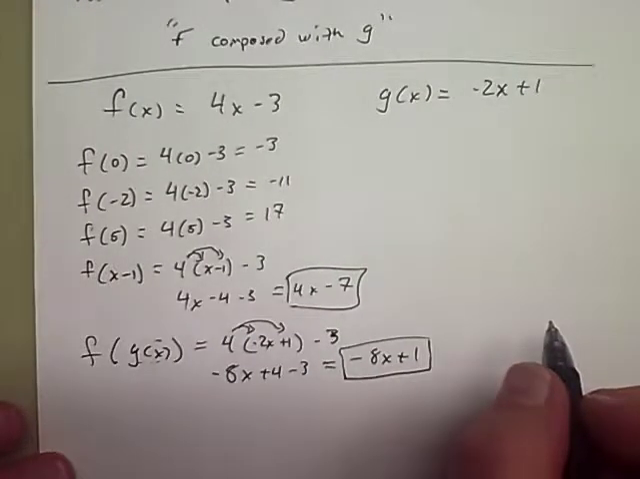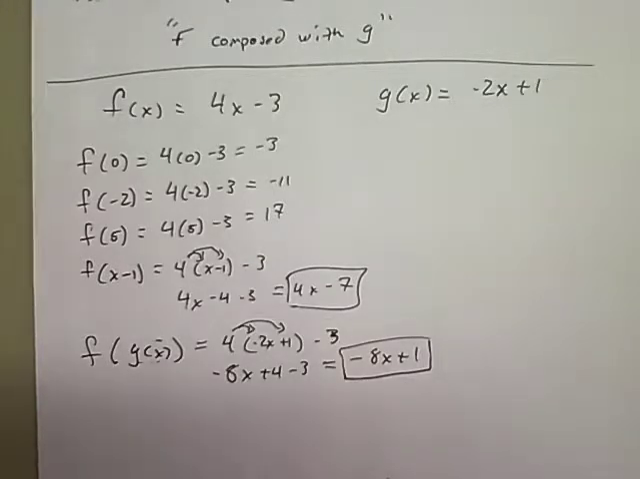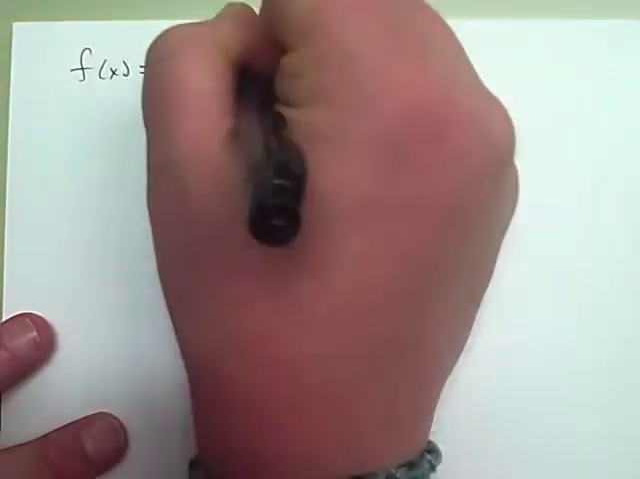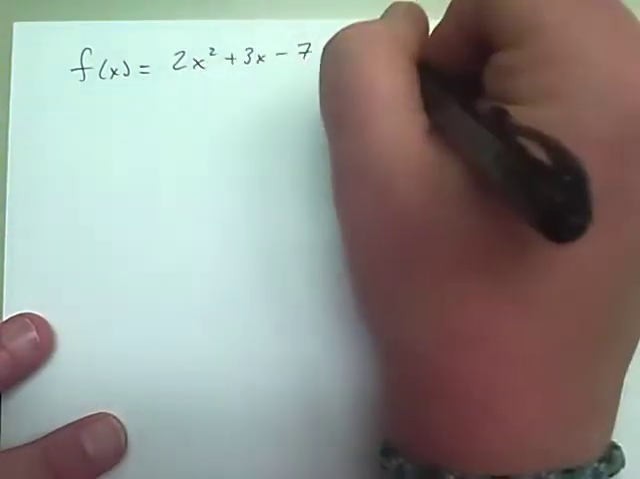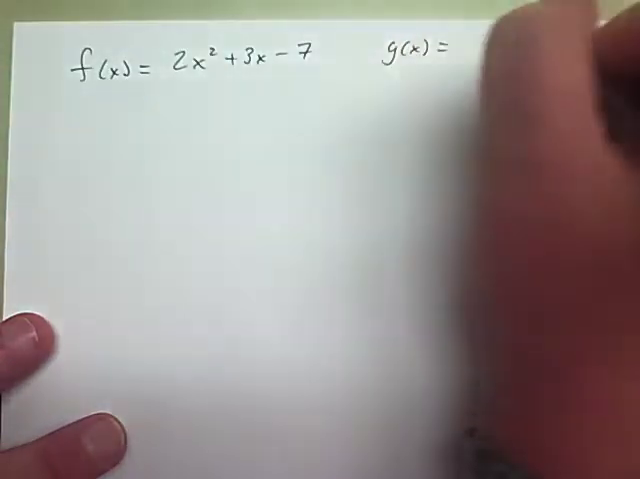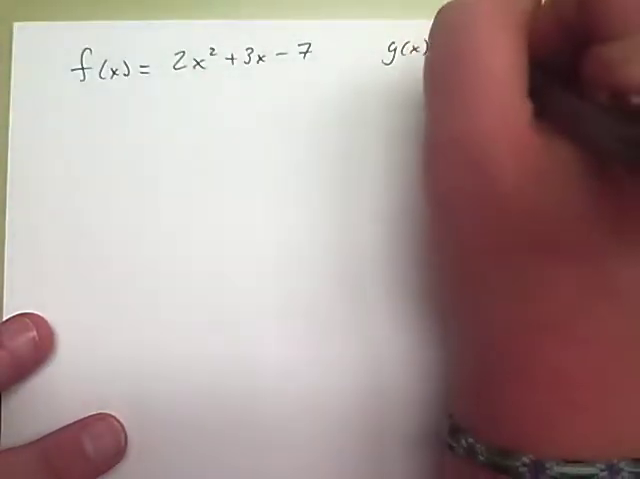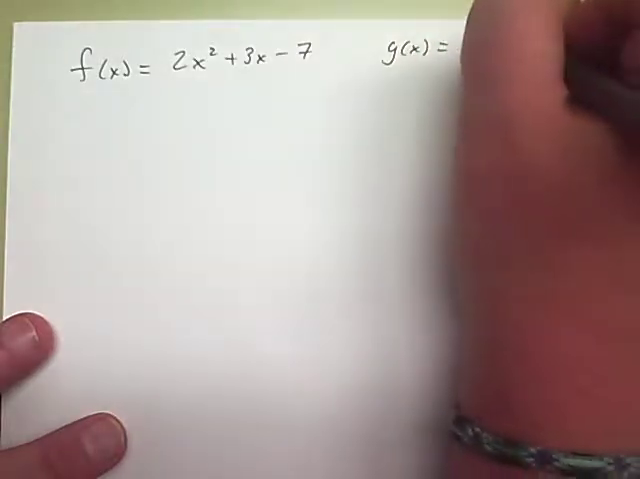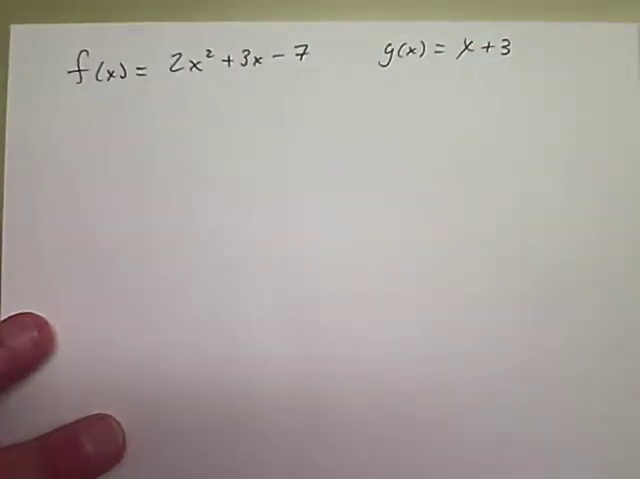Okay? Now I'm going to show you when this might get a little tricky. Some of the trickier ones that you might come across. What happens if I have, let's try f of x equals 2x squared plus 3x minus 7. And let's let g of x equal, I don't know, x plus 3. Okay? All right.